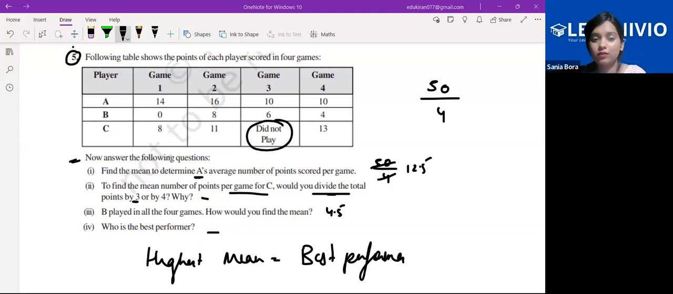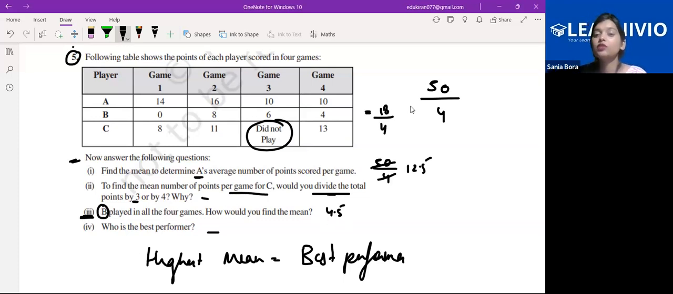Ma'am, it will be only 4.5. 32 upon 3, that will be 10.6666, it will go on. Ma'am, wait, Rida, can you tell me the B one? Ma'am, I didn't get the B one. B or C? Ma'am, I thought you were talking about C. In the third one, the B, how much did B play? Ma'am, 4.5.